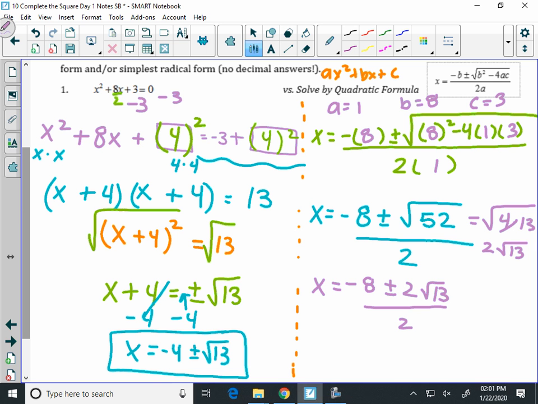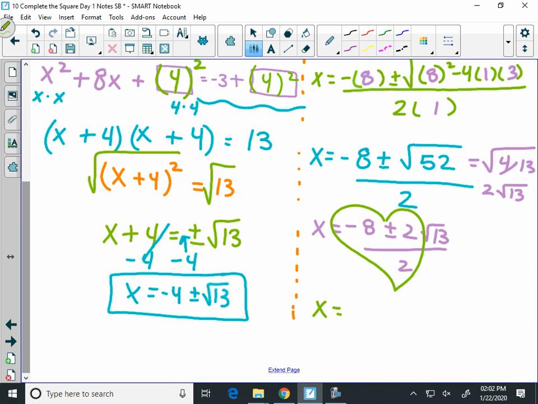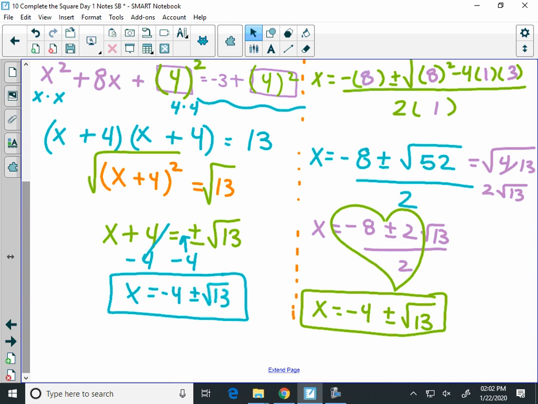Are we done? Little hint? No, so it has to be the same. So we have to check and see if we have common factors. Is there a number that can go into 8, 2, and 2? Yes. What is it? 2. Negative 8 divided by 2 is negative 4. Plus or minus 2 divided by 2 is 1, and 2 divided by 2 is 1. So the ones you don't have to write, and you get the same exact answer. Okay. So that's why we have the quadratic formula.